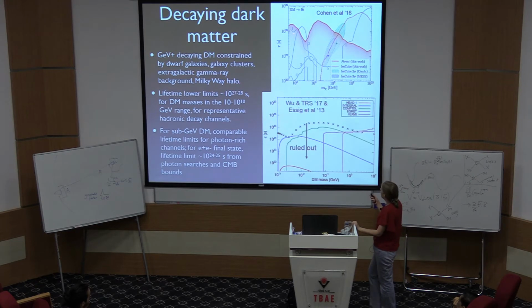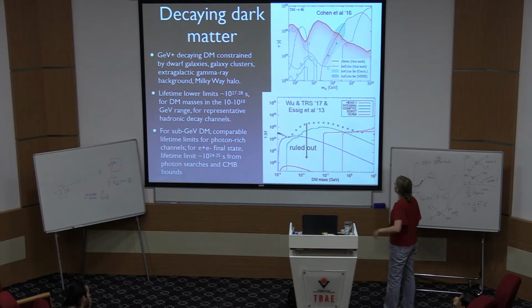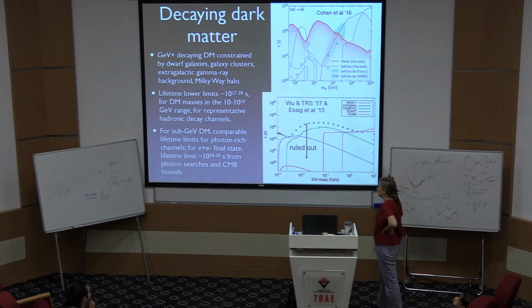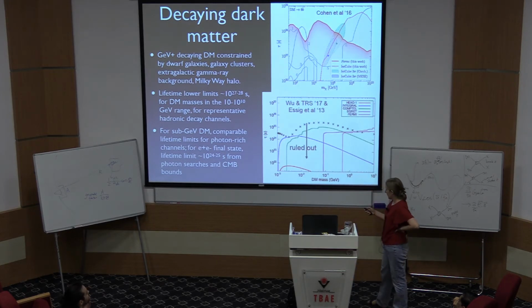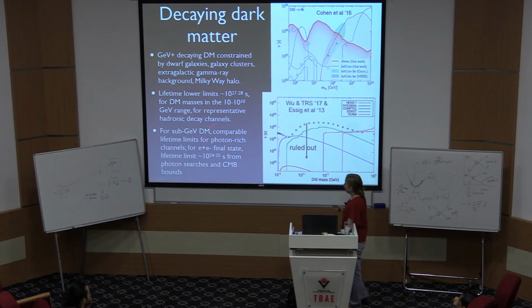So for decay, all the decay lifetimes below this red line are ruled out by gamma ray observations of a range of different sources. This plot goes from about 10 GeV up to 10 to the 10 GeV, and across this whole range, we can constrain lifetimes that are shorter than about 10 orders of magnitude longer than the age of the universe. So around 10 to the 27 to 10 to the 28 seconds. This is for hadronic decay channels. Again, it's hard to see decay purely into leptons in these channels.